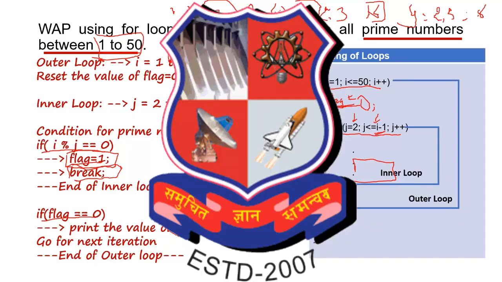So why should we go for 4, 6, 7 and 8? We can stop our program over here. That's why I'm using break over here. So I will write break immediately after setting the value of flag. Now we'll see the demonstration of this program in Turbo C++.